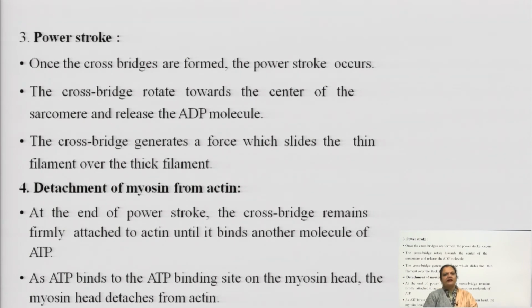Now, the last, fourth step: detachment of myosin from the actin. At the end of the power stroke, the cross bridge complex remains firmly attached to the actin protein until it binds with another molecule of fresh ATP. When there is fresh ATP in the surrounding, it binds to the ATP binding site of the myosin thick filament head. The myosin head detaches at this point from the thin actin filament, so the cross bridging is now separated. It means the skeletal muscle contraction step ends and the skeletal muscle relaxation starts.